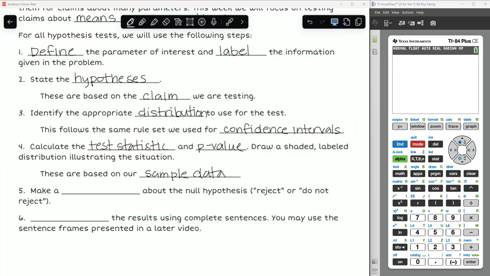And based on where our sample data sits, we are going to make a decision about how likely it is for us to select that sample, assuming that the claim about the population is true. So based on where our sample data sits, we'll make a decision about our hypotheses, and then we will summarize our results.